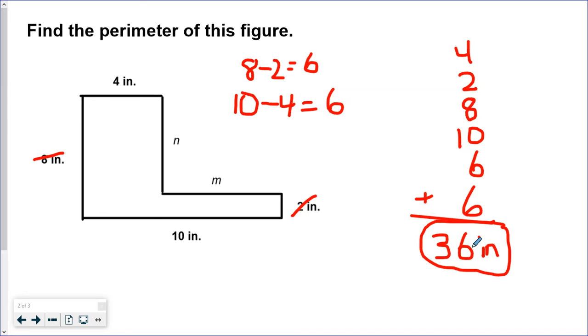So as a review, 6th graders, if I'm trying to find these missing numbers, or missing letters, excuse me, I want to locate the sides that are parallel. When I did N, I located the 8 and the 2 because they're parallel to it. When I was trying to find letter M, I wanted to find the sides that are parallel, which are 10 and 4, and subtract those 2.